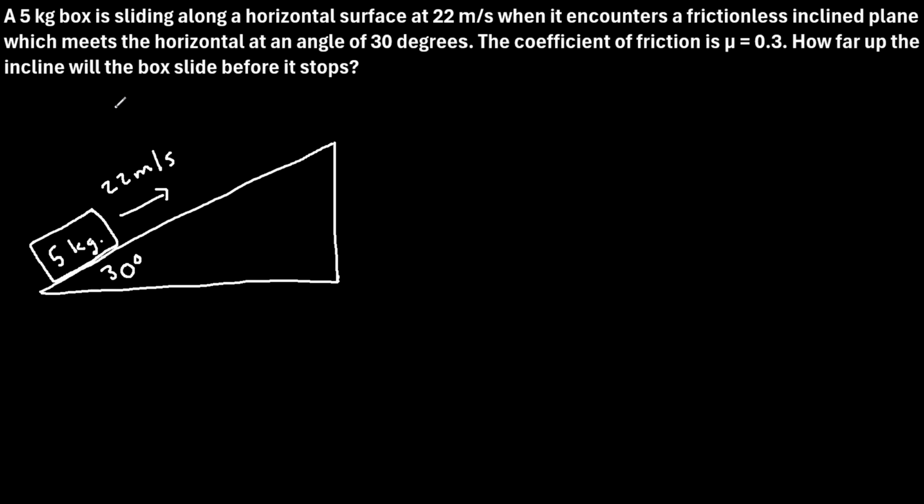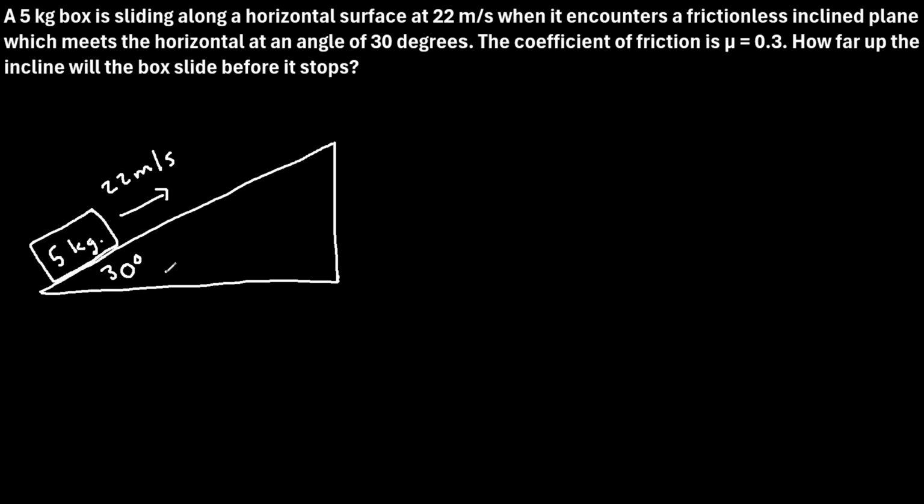It says a 5 kilogram box is sliding along a horizontal surface at 22 meters per second when it encounters an inclined plane which meets the horizontal at an angle of 30 degrees. The coefficient of friction is mu equals 0.3. How far up the incline will the box slide before it stops?